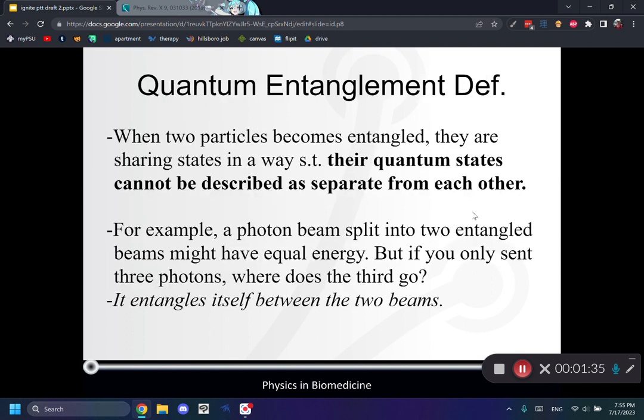So, quantum entanglement, this is basically when two particles become entangled in such a way that their quantum states cannot be described as separate from each other. For example, a photon being split into two entangled beams might have equal energy, but if you only sent 3 photons through, where did the third photon go? It entangles itself between the two beams. That's the quantum entanglement we're talking about here.